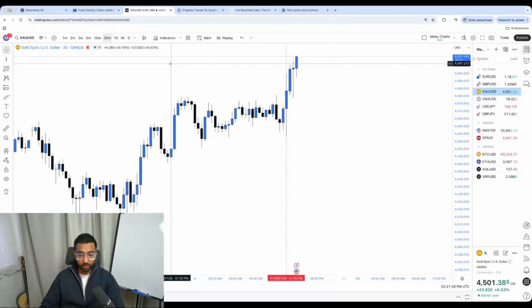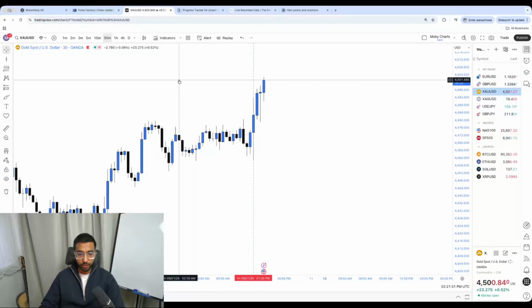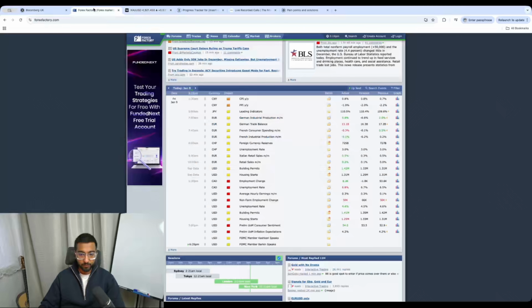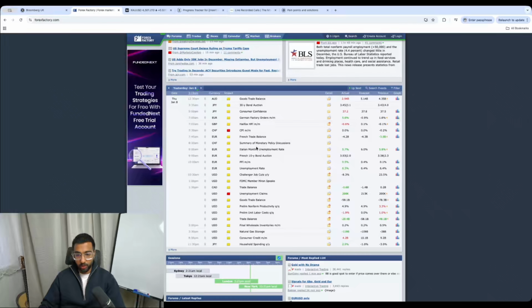Now, there's a few fundamental news that are very, very important. I'll quickly just run through them. You got CPI news. Okay, let me actually go back. So we've got CPI news right here. Obviously, this is not USD, but we've got unemployment claims, which is very, very important. As you can see, red folder.